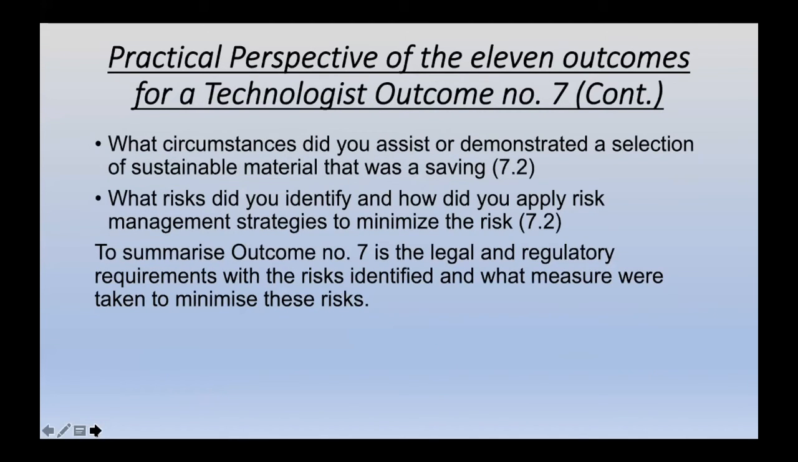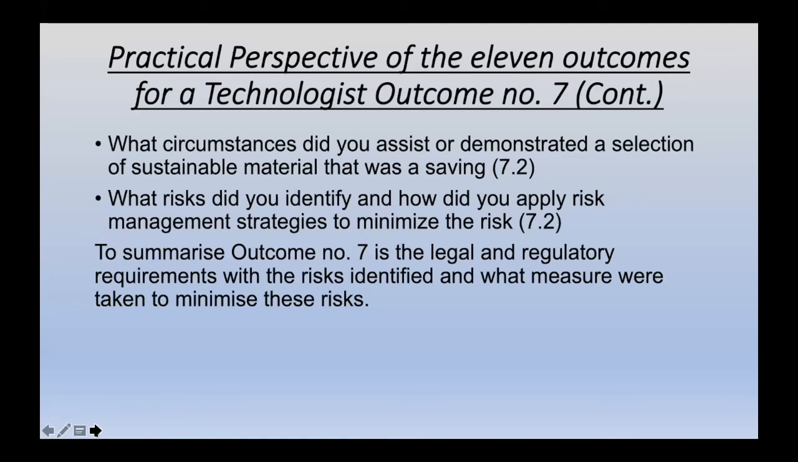In what circumstances did you assist or demonstrate a selection of sustainable material that was a saving? For instance, if you take a design and you can see you can change your pipe design to a cheaper pipe with the same standard without having any effect on your design, you can do that. And you tell us why you did it and what your reasoning was.